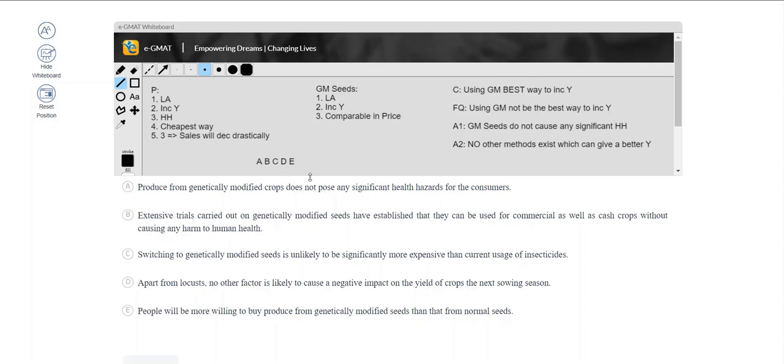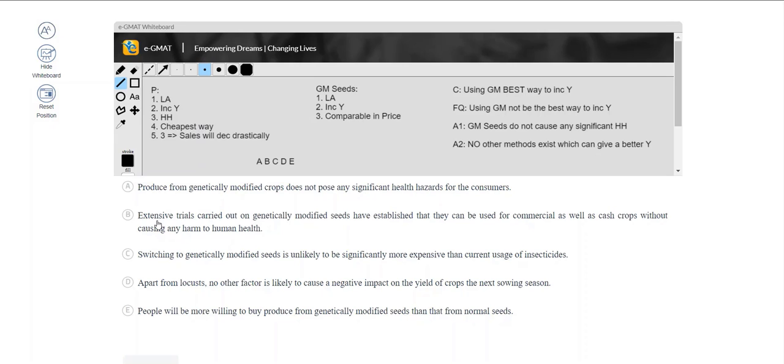Okay, so let's start. Produced from genetically modified crops does not pose any significant health hazards for the consumers. Oh, this is exactly what we arrived at. This is exactly what our assumption one says. Genetically modified crops do not pose any significant health hazards. If it is true, as in if I negate this, then it will definitely break the conclusion. So we already got our correct answer, that's A. However, for the sake of completion and just to be sure, we should always cover the other options as well. So let's do that. Option B.